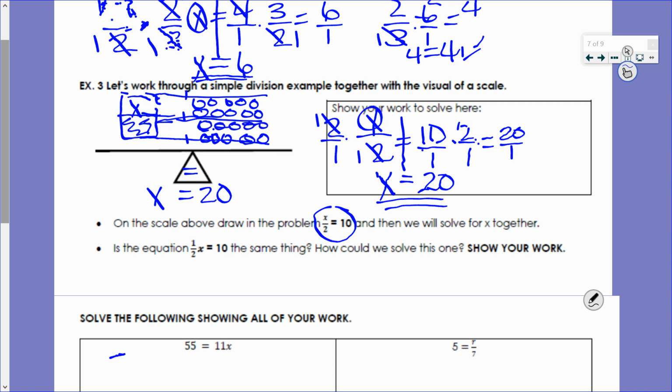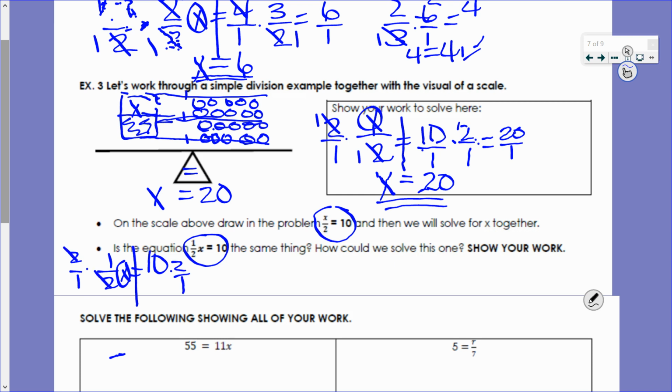Okay, now we're going to look. What if I instead did 1/2 x equals 10? Is that going to look different? Why? Let's look. So 1/2 x equals 10. Here's my variable. There's my line. What number is with the variable? 1/2. What's the operation? So the opposite of multiplying is division, but I don't divide by fractions, I multiply by the inverse.